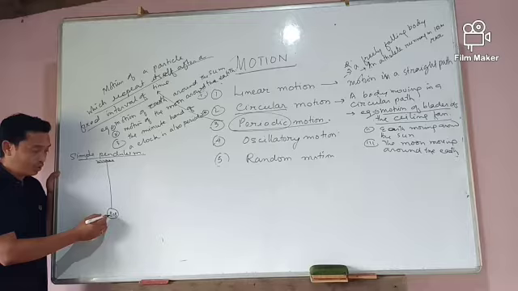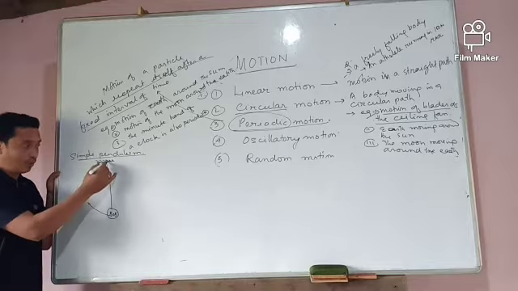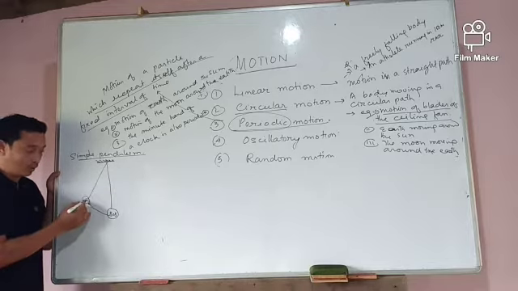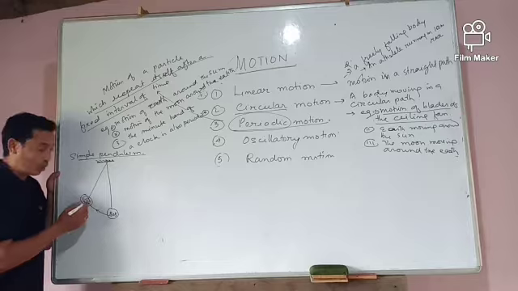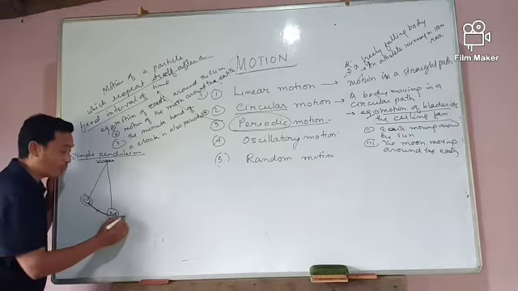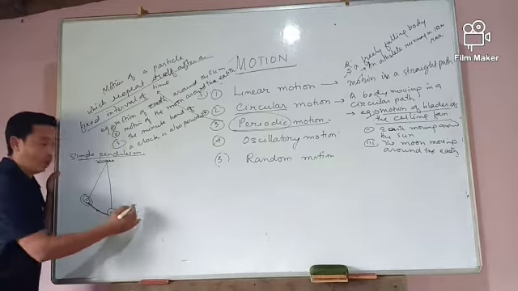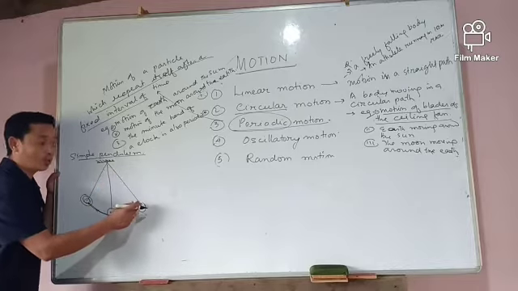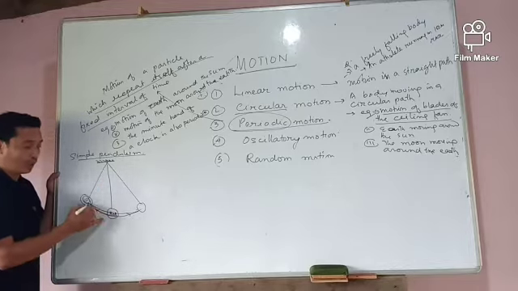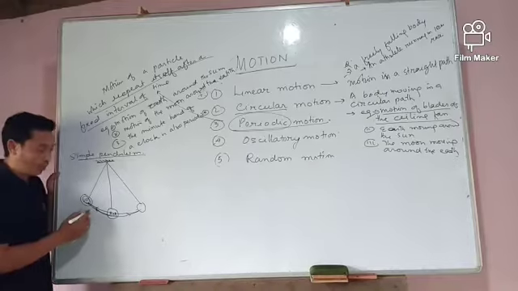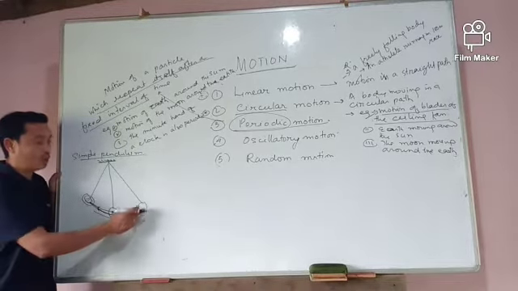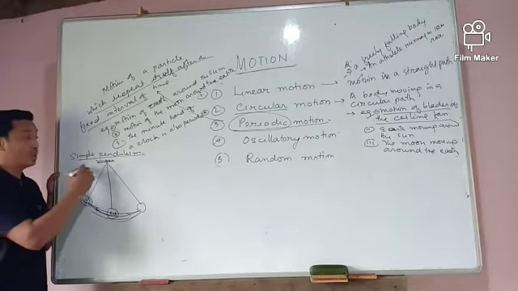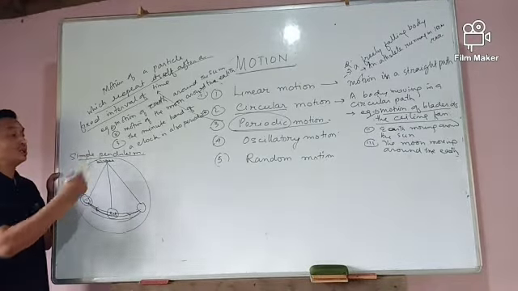Bring the bob to this position, and after that you release it. When you release it, what will happen? The bob will move along its path. When it reaches here, it will stop and come back again. When it goes and comes back again, it is always periodic in nature, and this system is what we call a simple pendulum.